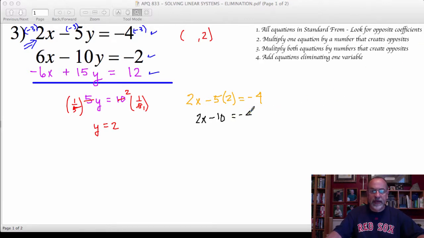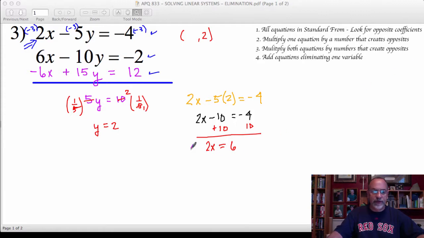And then adding the opposite of that negative 10 to isolate that x term. So I'm going to add 10 to both sides. That's going to leave me 2x. 10 minus 10 is 0. And then 10 minus 4 is 6.